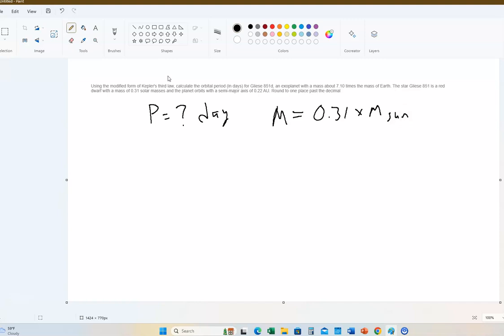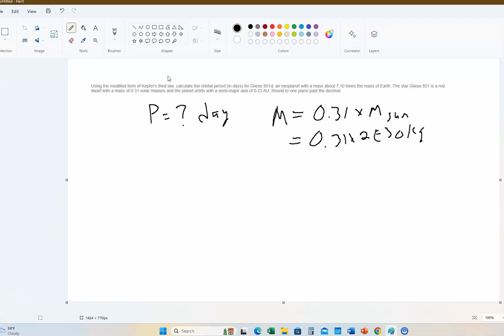And the mass of the sun is really well known, right? That's on the problem sheet, the formula sheet. And so the value of the mass of the sun turns out to be 2 times 10 to the 30th. All right, so here we go. It's going to be 0.31 times 2 times 10 to the 30th kilograms.